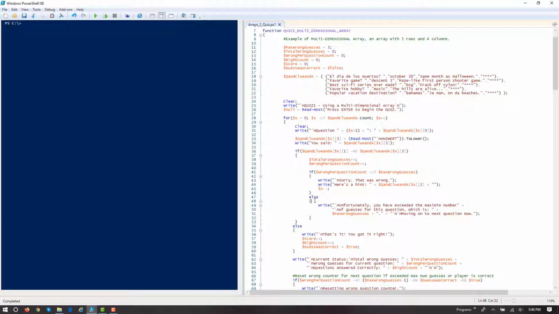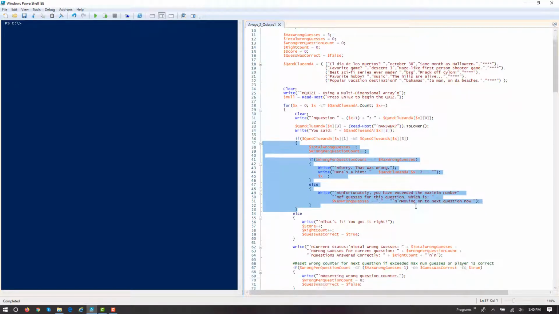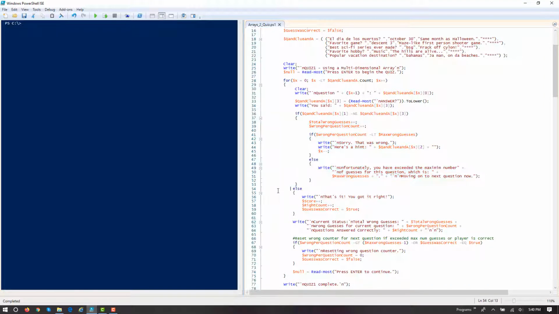Now, if it's not less than max wrong guesses, we're going to tell them, hey, sorry, player, you've exceeded your maximum number of wrong guesses, and move on to the next question. Okay, and that's if they get it wrong. Now, what if they get it right? If they get it right, this block of code is what gets executed. We'll tell them, hey, that's it, you got it right. Add 1 to score, add 1 to right count.